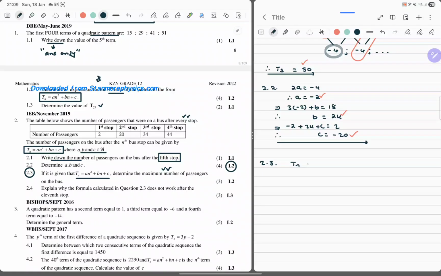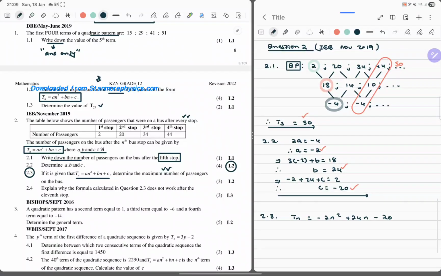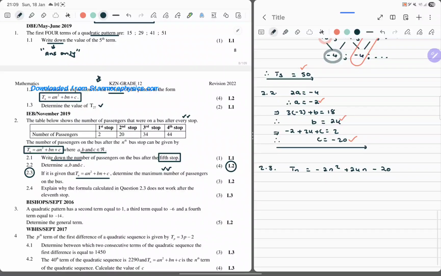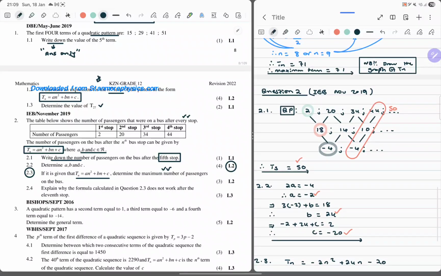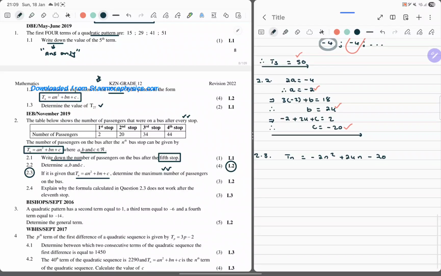Now we write our general formula. T sub n is equal to minus 2n squared plus 24n minus 20. Please check that this formula represents that sequence, okay? At this point, I'm going to trust that it does. Now to find the maximum, we need to check. You can use the usual technique as you can see. Please do so if you can. But I'm going to use the completion of the square just to avoid wasting time.